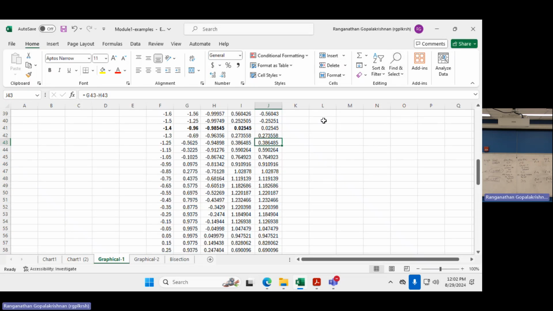Next iteration will start with minus 1.5 and minus 1.25. What is f of minus 1.5? Minus 0.2525. What is f of minus 1.25? That's 0.3865. Is their product negative? Yes, of course. This is sort of like a sanity check. You keep doing this, you know that you are still on the right track. This doesn't give you any new information.